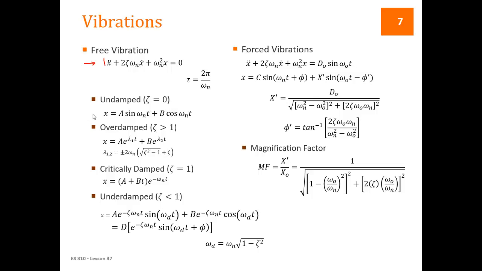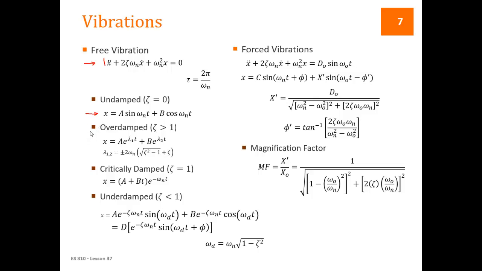The general form of the solution for this motion is a sine omega n t plus b cosine omega n t. You can solve for a and b using the initial conditions, which sometimes will require you to take the time derivative of x if you're given information about the velocity at time equal to 0.